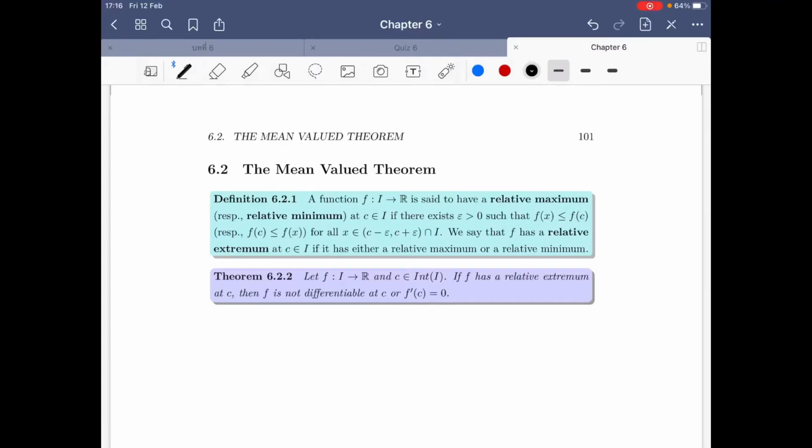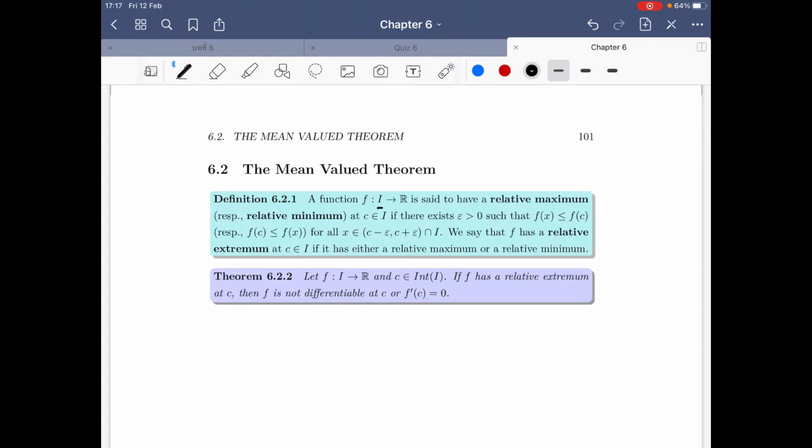Hello everybody, this video clip is the third video clip for chapter 6 and we are in section 6.2, which is the mean value theorem. Actually it is not only the mean value theorem but also its applications, which are a lot. One of the applications that you used is about the relative maximum and the relative minimum value of a function.